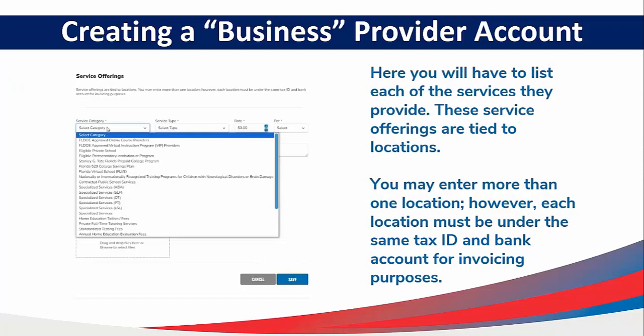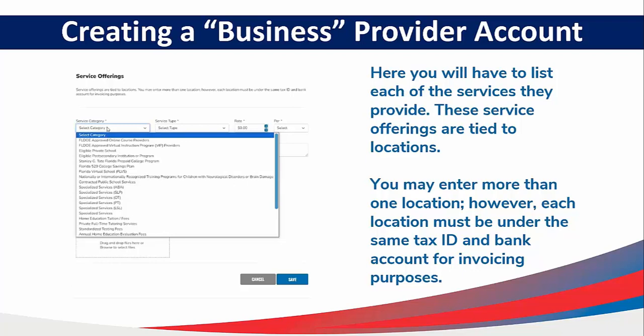Here you will have to list each of the services they provide. These service offerings are tied to locations. You may enter more than one location. However, each location must be under the same tax ID and bank account for invoicing purposes. Under service category, select the eligible category that aligns with your area of expertise or certification.